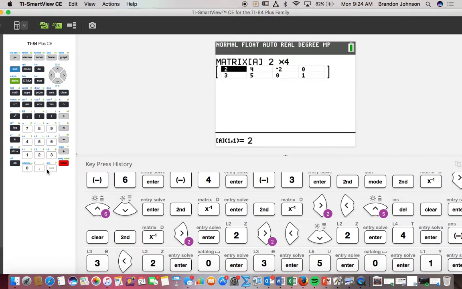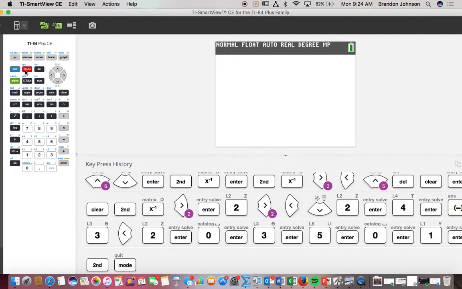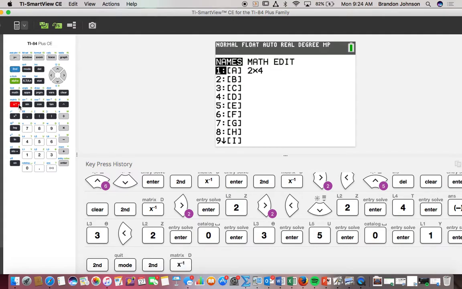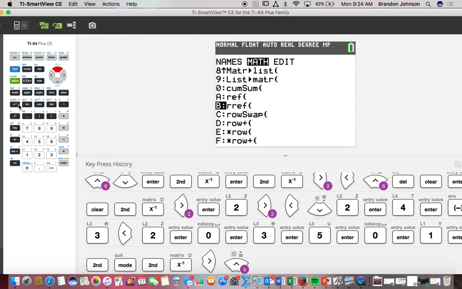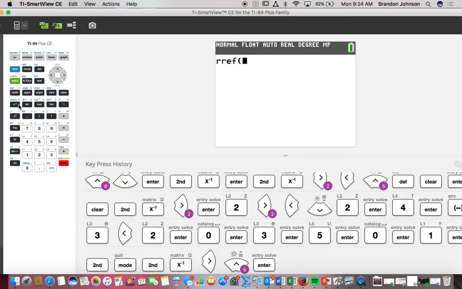One of the things, Parker, I think you did earlier, is to remember we want to quit out of that once we plug that in. That's why, because if you don't, it'll kind of come back to that. So then you could go to second x to the negative first again, go to math, go to RREF, which is there, and then we just go back to second x to the negative first, A, and there we are.